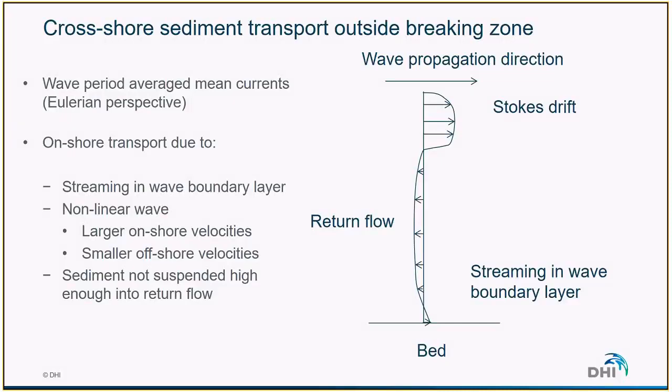So as we've seen for the currents, we have a streaming in the wave boundary layer, which will have a small contribution to the onshore transport. Then there is also a contribution towards the shore due to nonlinear waves. So as the waves are approaching the shoreline, but before breaking, they become increasingly nonlinear, causing a net sediment transport in the direction of propagation. As we are outside the breaking zone, the sediments are not suspended high enough to get caught by the return flow. So this contribution usually leads to a small sediment transport towards the shore.